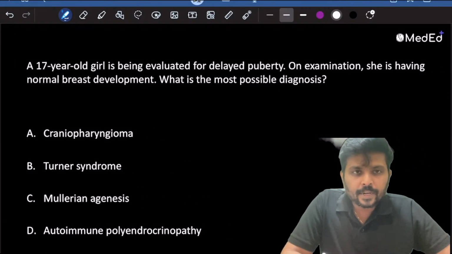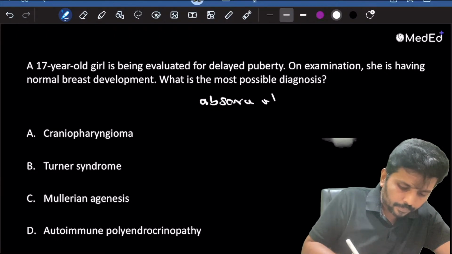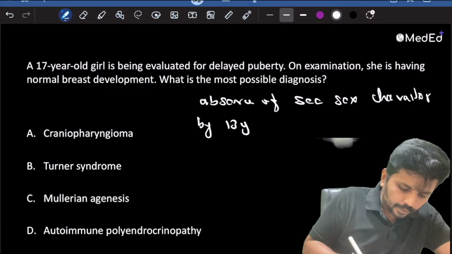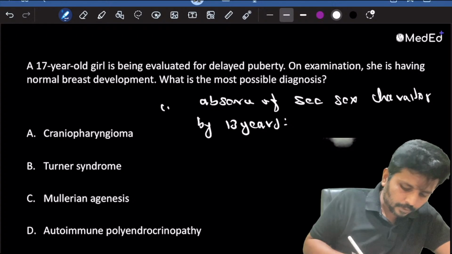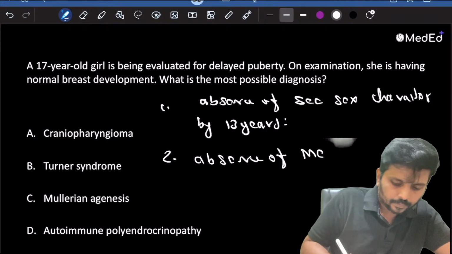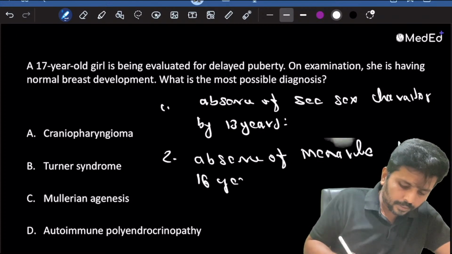Then a 17-year-old girl is being evaluated for delayed puberty. On examination, she is having normal breast development. What is the most possible diagnosis? Right. So what do you mean by delayed puberty? One, absence of secondary sexual characters by 13 years. Two, absence of menarche by 16 years.